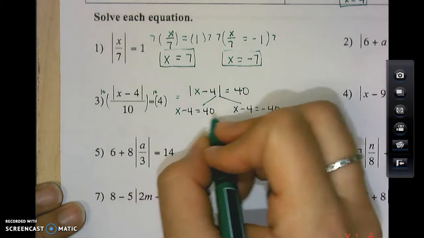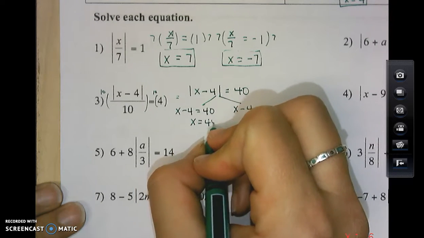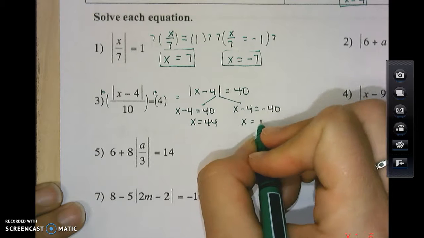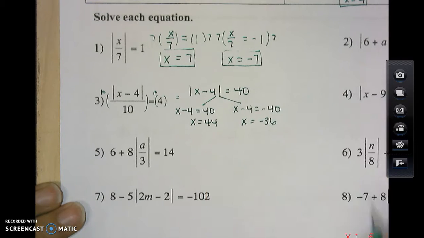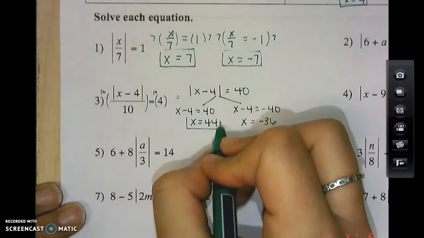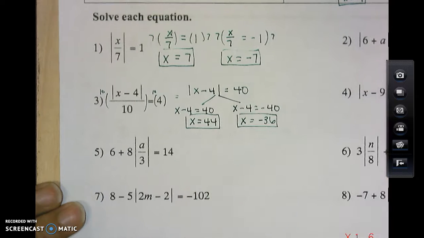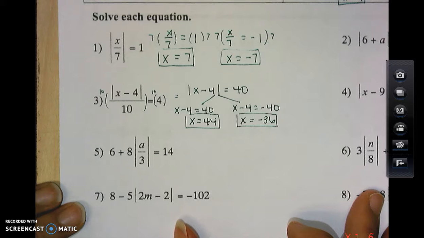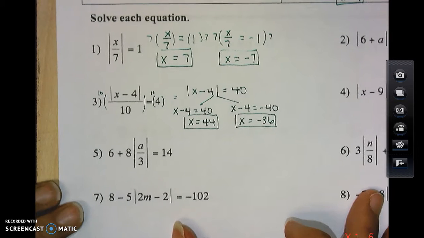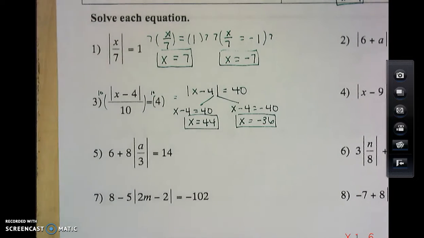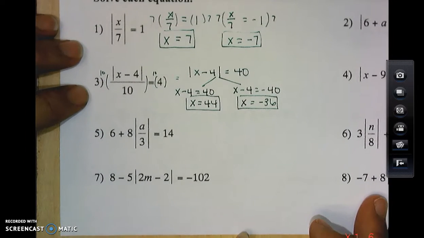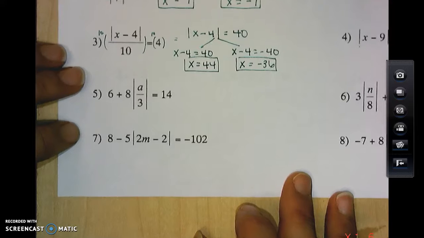Go ahead and solve this. Add 4, so x equals 44, and add 4 here, x equals -36. Again, two solutions. Be really careful and pay attention. Again, you've got to get the absolute value by itself first. We always get rid of the adding or subtracting first and then the multiplying. So let's jump down to number 7.